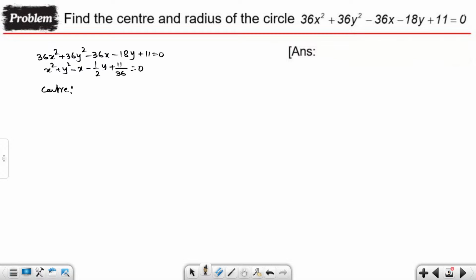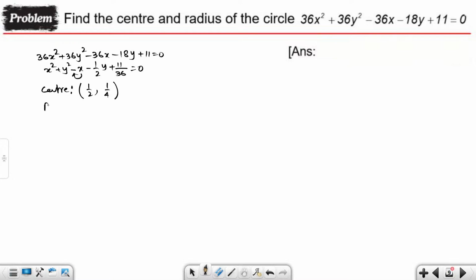Now what will be its center? Apply the formula: coefficient of x divided by 2, change the sign. Coefficient of x, which is 1, divided by 2, which is half, change the sign. Minus was there and I've written plus. Coefficient of y is minus half, divided by 2, so it's 1 over 4. Change the sign, so minus becomes plus. So your center is coming to half, comma, 1 over 4.